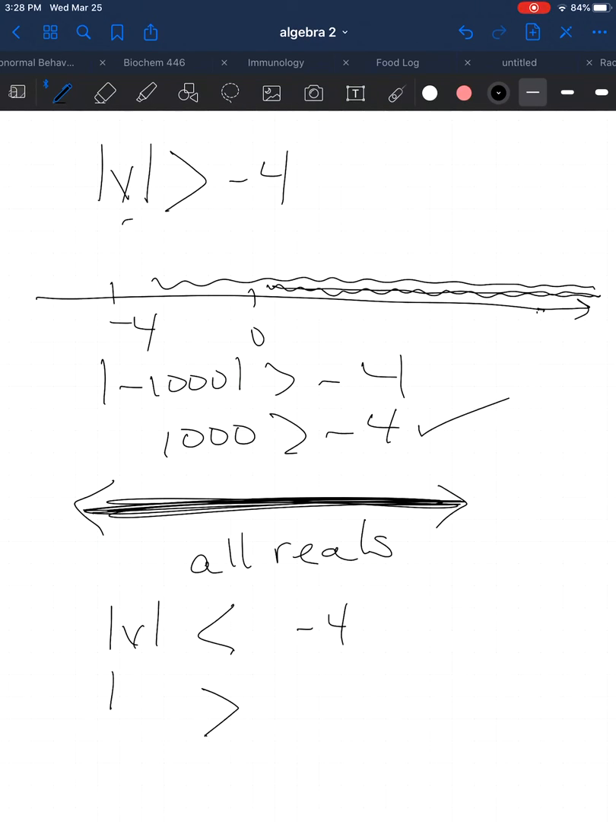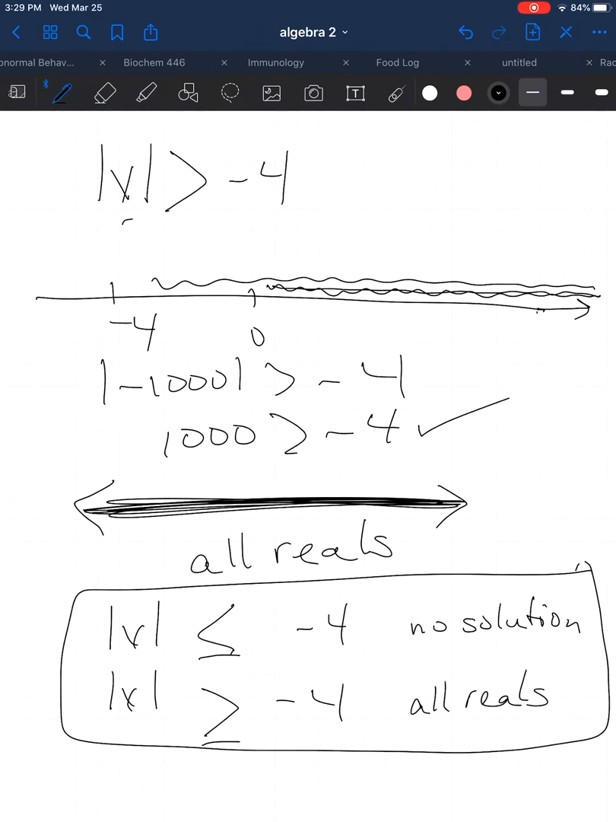Okay? If it's absolute value and it's less than a negative number, it's no solution. If it's an absolute value and it's greater than a negative number, then it's going to be all reals. And that works too if it's less than or equal to or greater than or equal to. Okay, so that holds fast for those two. It doesn't matter if it's negative 4 or negative 1,000 or negative 6. It doesn't matter what the negative number is. As long as this is a negative number, this applies.